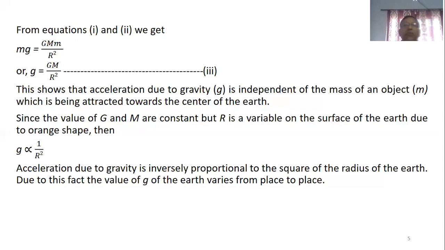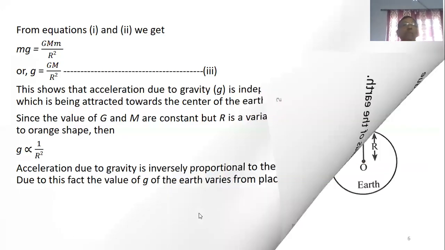Dear students, I hope you can do this derivation and apply this formula g equal to GM by r square for the calculation of acceleration due to gravity of an object near to the surface or on the surface of the earth. Let us go to next.